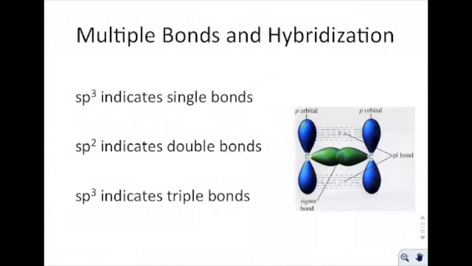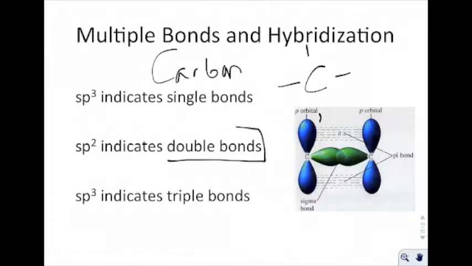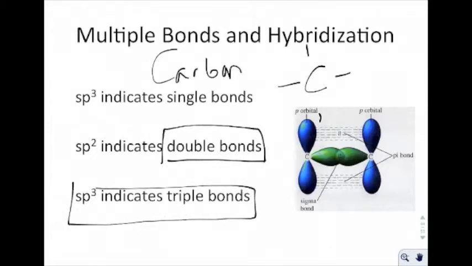Now, whenever you have multiple bonds in hybridization, and we're talking only about carbon here, sp3 indicates all single bonds. The reason why is you have carbon, 1, 2, 3, 4. So that's indicating the presence of 4 single bonds. When you have sp2 hybridization, that's indicating the presence of a double bond. Now, when you have sp, that indicates the presence of a triple bond. So based on the molecular geometry, you can predict the hybridization, or given the hybridization, you can predict the geometry.